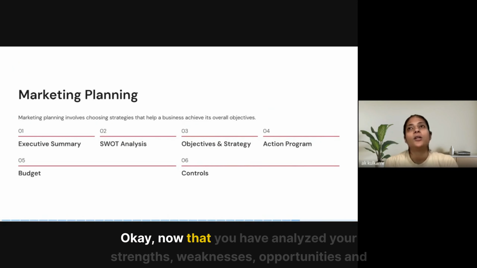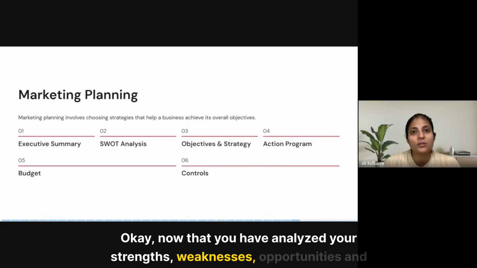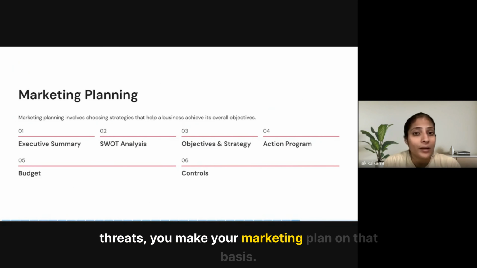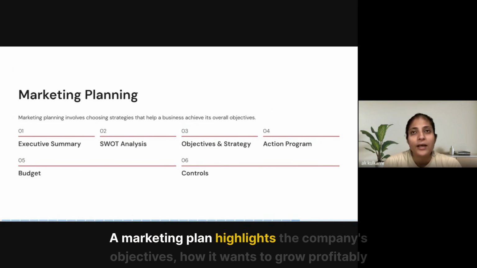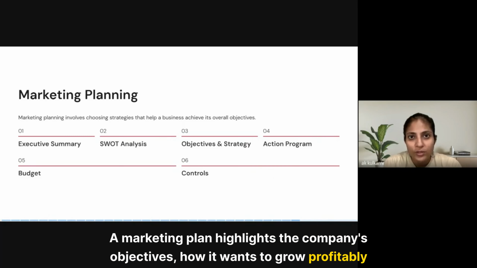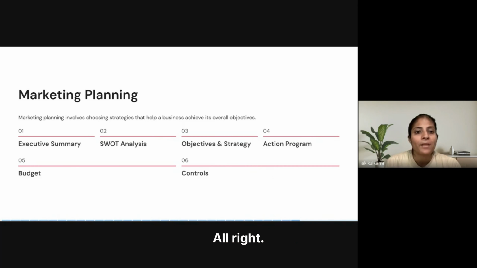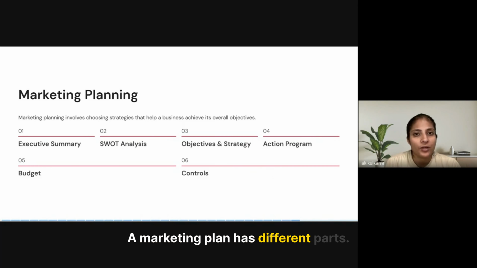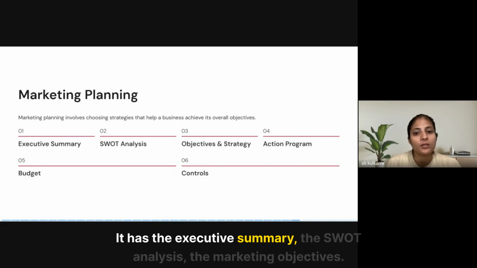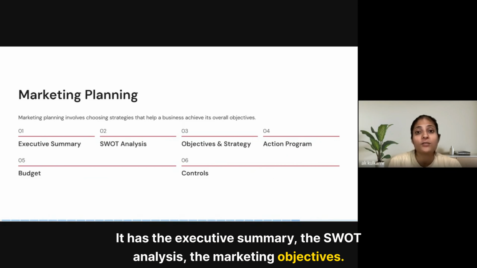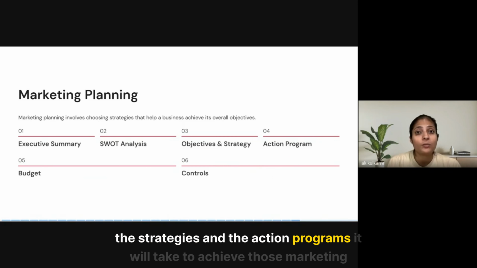Okay. Now that you have analyzed your strengths, weaknesses, opportunities, and threats, you make your marketing plan on that basis. A marketing plan highlights the company's objectives, how it wants to grow profitably, and what are the things it needs to do to achieve that. All right. A marketing plan has different parts. It has the executive summary, the SWOT analysis, the marketing objectives, the strategies, and the action programs it will take to achieve those marketing objectives.